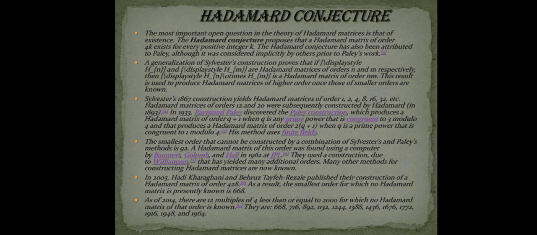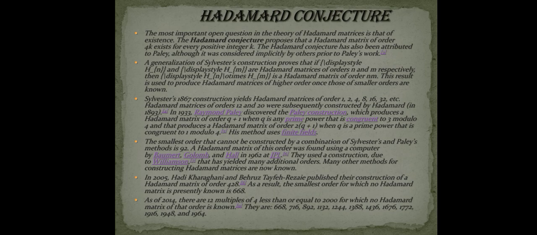q is a prime power that is congruent to 3 modulo 4, and that produces a Hadamard matrix of order 2 times (q plus 1), where q is a prime power that is congruent to 1 modulo 4. His method uses finite fields. The smallest order that cannot be constructed by a combination of Sylvester's and Paley's methods is 92.